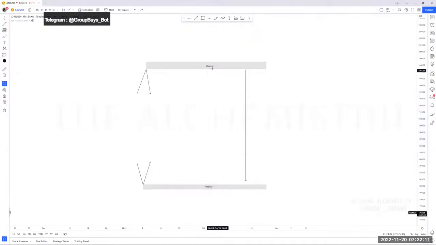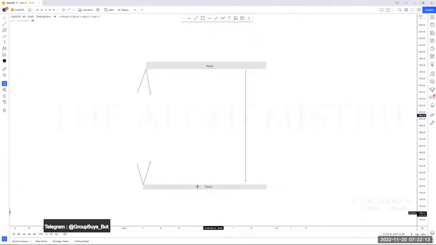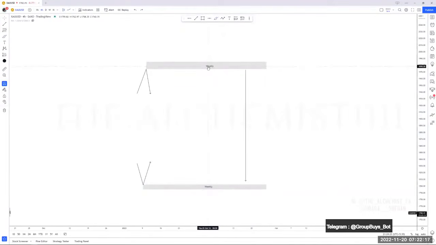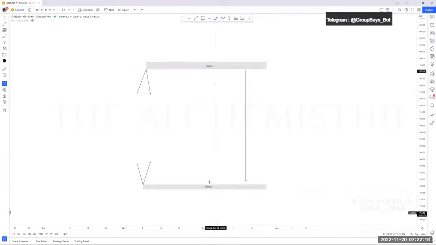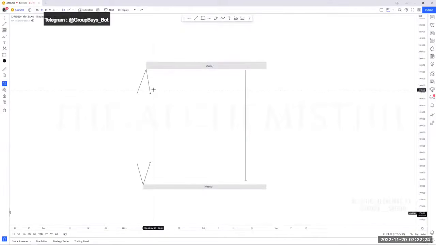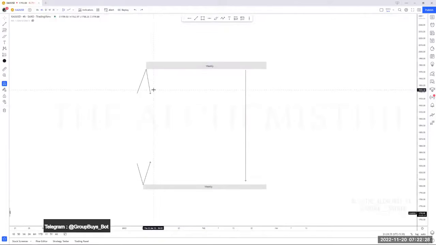Remember, within a weekly to weekly storyline, there will be daily obstacles. Within a monthly to monthly storyline, there will be weekly obstacles. Within a daily to daily storyline, there will be obstacles one time frame lower. That is where the obstacles will be. So simply, that is about the storyline.